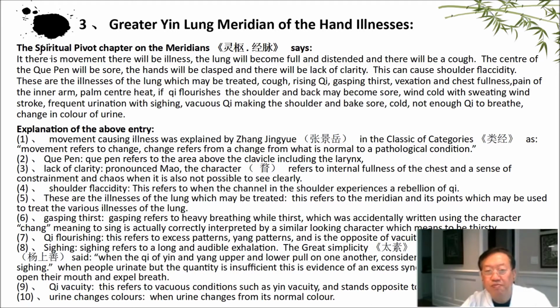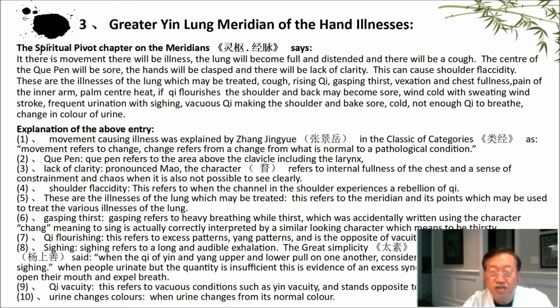Cough, rising qi, gasping thirst, vexation of the chest, fullness or pain of the inner arm, palm center heat. If qi flourishes, the shoulder and back may become sore. Wind cold with sweating, wind stroke, frequent urination with sighing, vacuous qi making the shoulder and back sore, cold, not enough qi to breathe, change in color of urine.